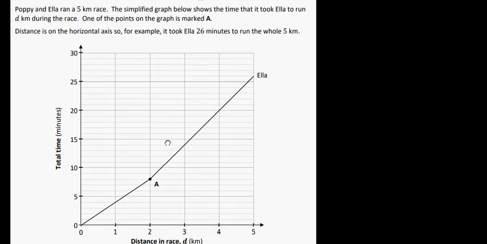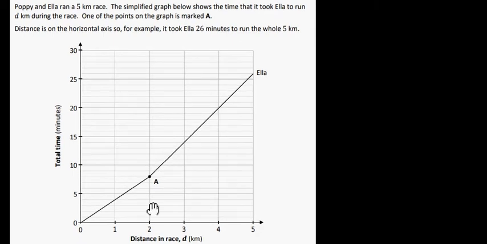Question 6: Polly and Ella ran a 5-kilometer race. The simplified graph below shows the time that it took Ella to run d kilometers during the race. So we have distance along the bottom and time along the vertical axis, the y-axis. Normally it's the other way around. Usually you would have distance up along here and time along the x-axis, so you need to be a little bit careful here.